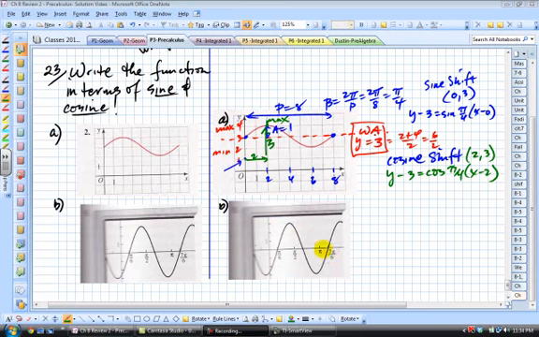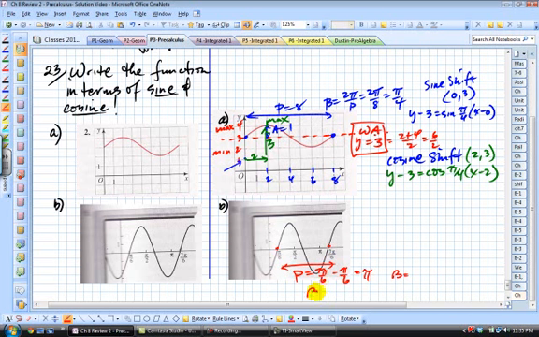On this one here, I want to analyze the period, so I'm going to start here and finish here. My period length is right here, and that's 7 pi 6 minus pi 6, right minus left, equals just pi, so my period is pi. That means that b is equal to 2 pi divided by the period, which is pi, or just 2. So b is 2 in this case.